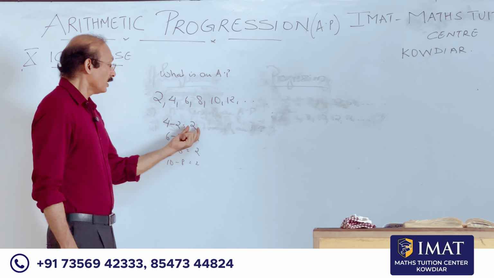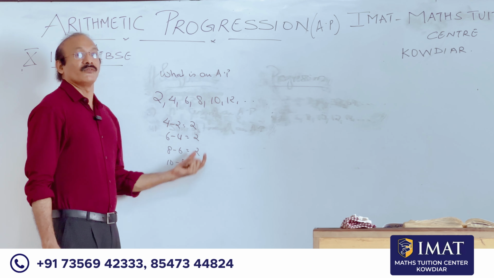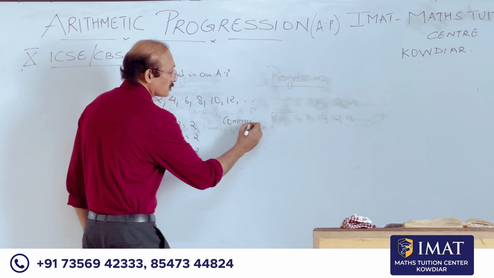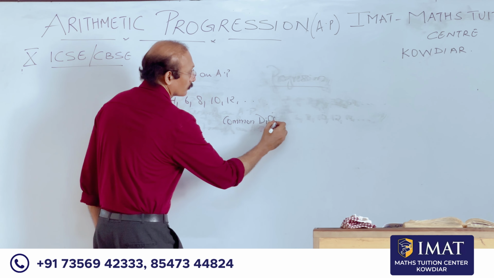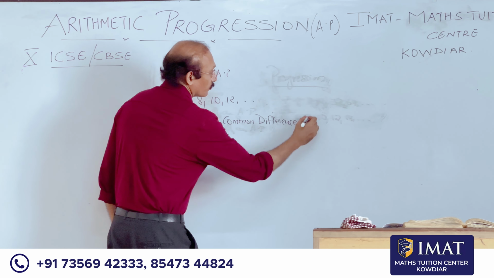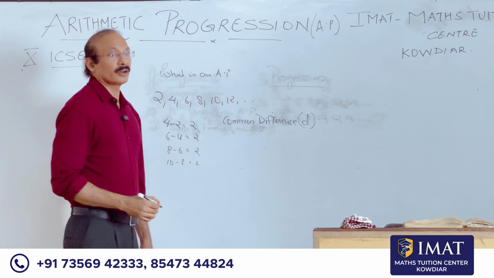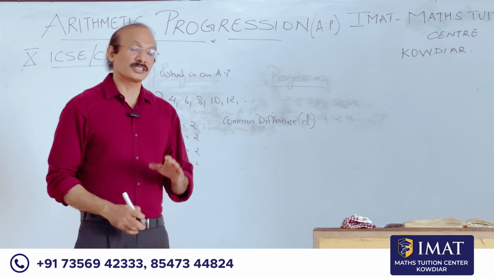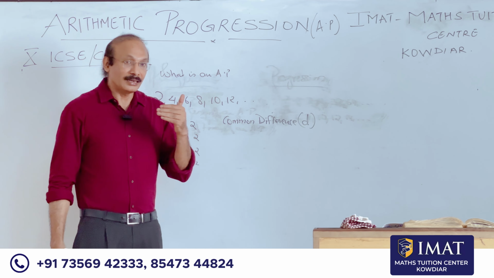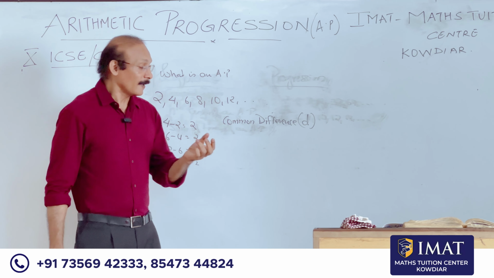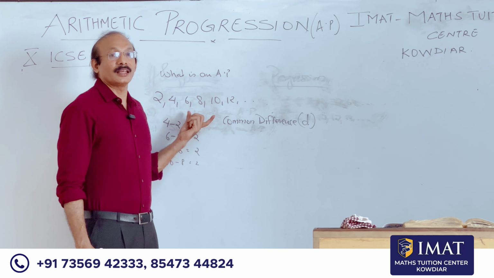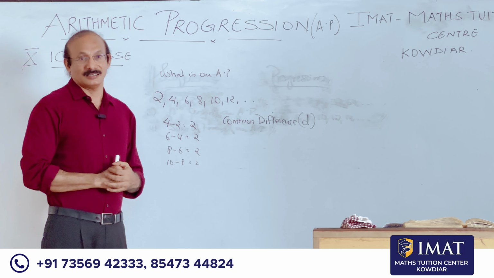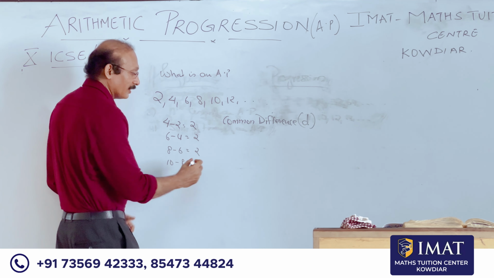See, in this example, that constant is 2. We call this constant by a name called common difference, which we will denote by a general letter, small letter D. So what is an arithmetic progression? A sequence that increases or decreases by a constant is called an arithmetic progression, and this constant is called the common difference. Say for example, I take another example.